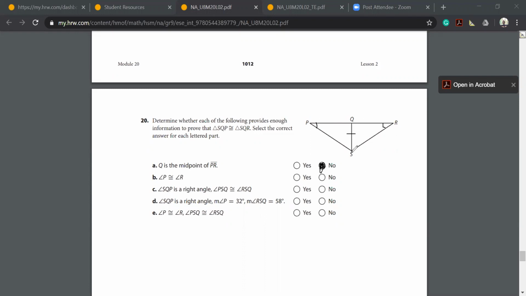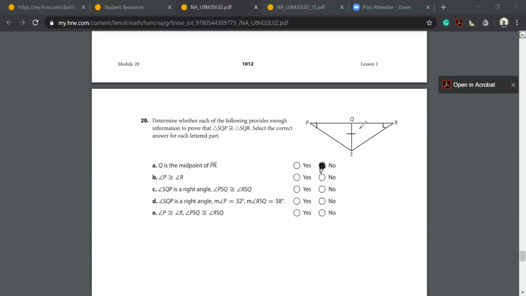Remember, we said ASA, they should be in order. Angle comes first and then the side in between. So if I'm talking about the side in between, these two angles should be the ones given. If he told me that this angle is equal to this angle and that this angle is equal to this angle, and this side is constant, so I can say that these are congruent. But he didn't. He is giving me these two angles.